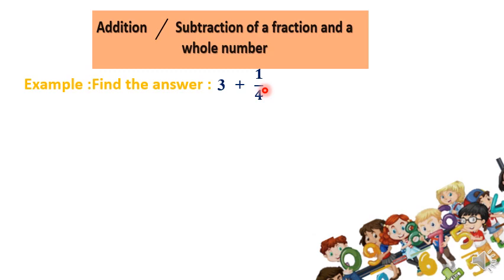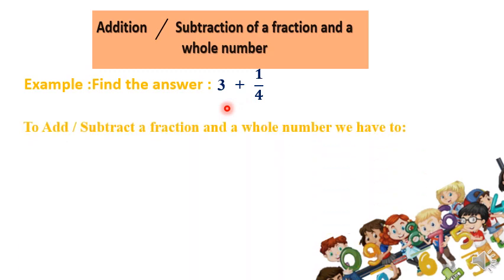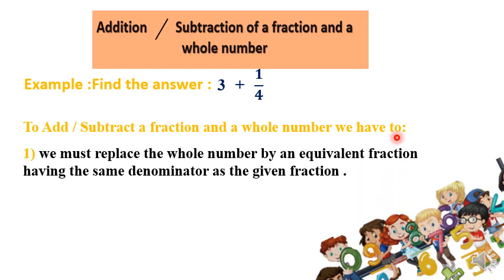And we said before, to add a fraction and another fraction, I have to make sure that they have the same denominators. So let's see the steps of addition or subtraction of a fraction and a whole number. To add or subtract a fraction and a whole number, we have two steps. One, we must replace the whole number by an equivalent fraction.